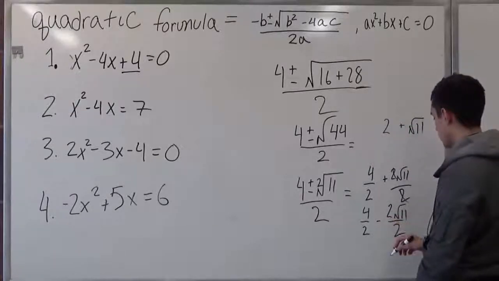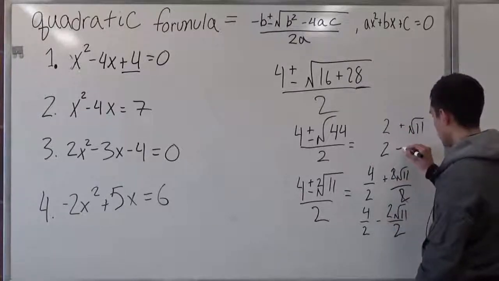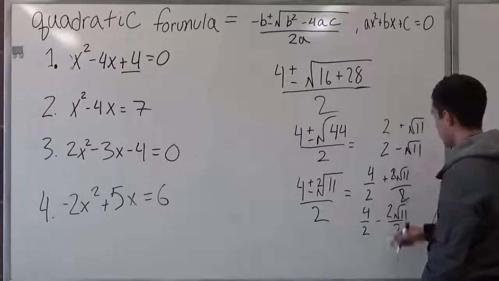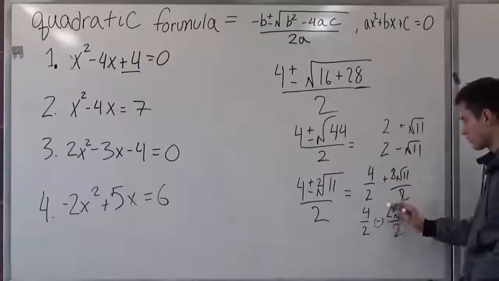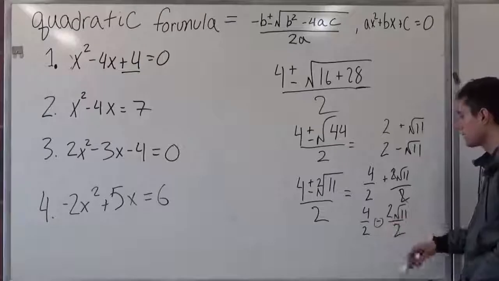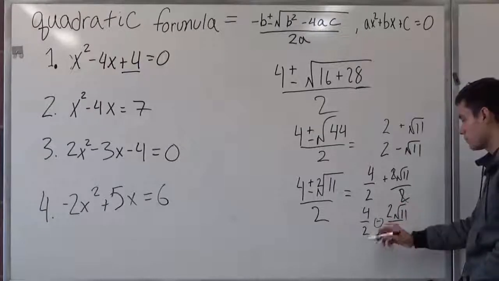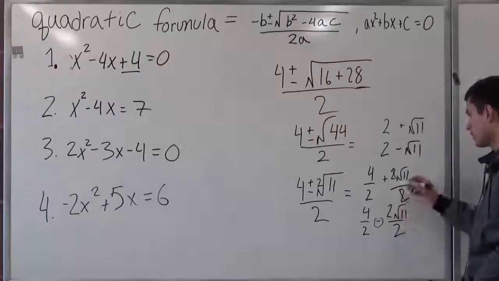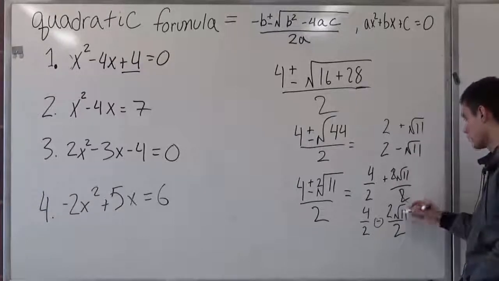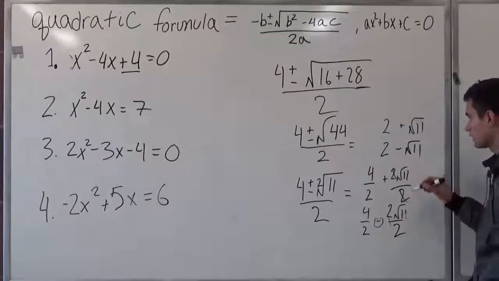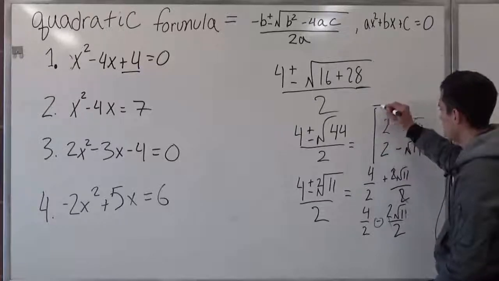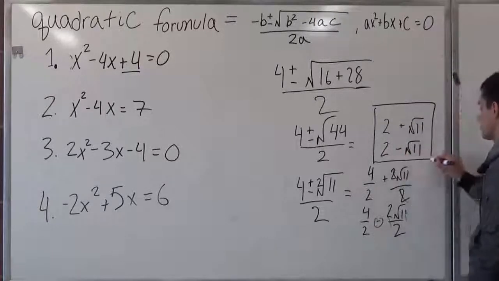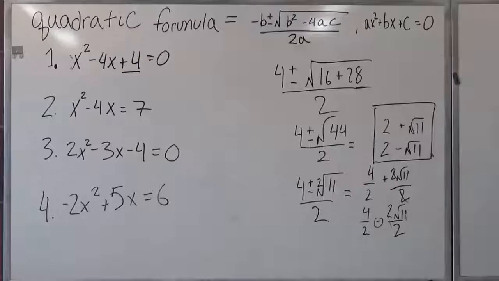And here would be 2 minus radical 11 as the other answer, because this one has a plus or minus sign, so we have to take that into consideration. 4 divided by 2 is 2. Then we would just do 2 divided by 2, and that would just be an imaginary 1 that cancels out, and we would have radical 11. So this problem can also have two answers, which could be 2 plus radical 11 and 2 minus radical 11.